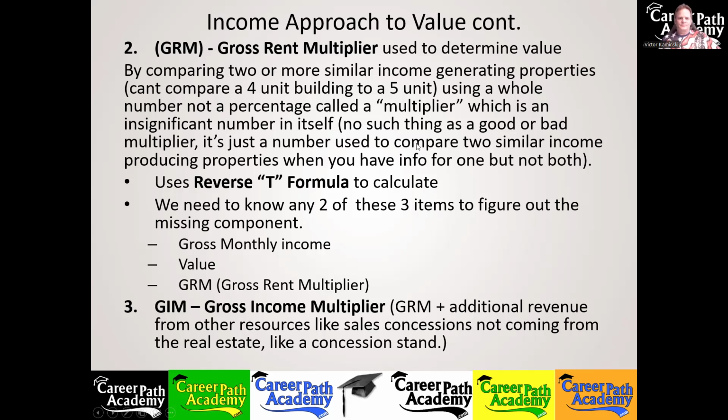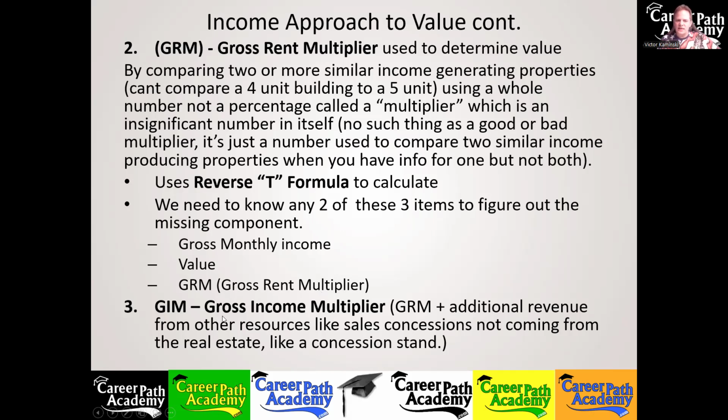All right. I say whole numbers, the gross rent multiplier, there's no such thing as a good or bad multiplier. Unlike with the cap rates, where the higher the number, the higher the return on the investor's money. Now, you're going to use the reverse T formula to calculate this. We need to know any two of these three figures: the gross monthly income, the value, or the GRM itself, the gross rent multiplier. So you'll need any two of those figures to figure out the missing component.